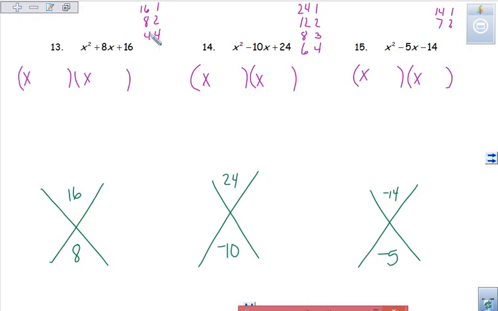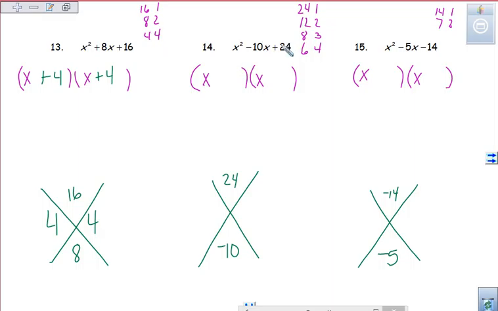Question 13. Factors of 16: 16 and 1, 8 and 2, 4 and 4. We need to add to 8. So I'm liking 4 and 4. Number 14. Factors of 24: 24 and 1, 12 and 2, 8 and 3, 6 and 4. I need a negative 10. So I'm thinking a negative 6 and a negative 4. They will multiply to positive 24 and they will add to negative 10.